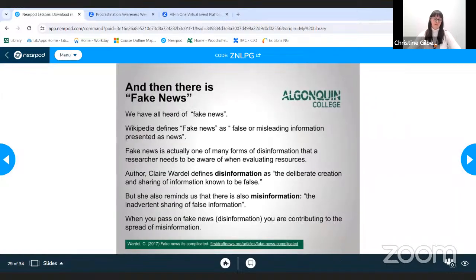In the last several years, we have all heard the term fake news. Fake news is false or misleading information presented as news, and is one of many forms of disinformation that a researcher should be aware of. Disinformation is the deliberate creation and sharing of information known to be false. There's also misinformation, which is the inadvertent sharing of false information. You need to be aware of disinformation so that you don't spread misinformation.